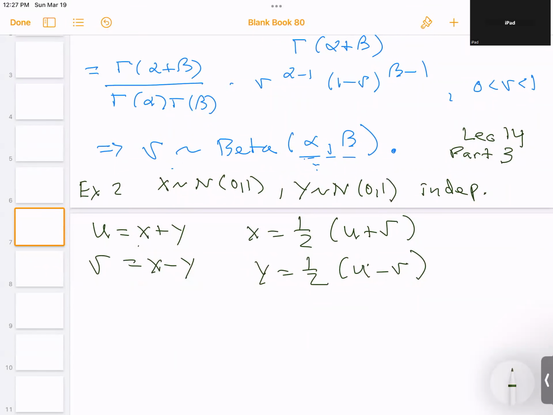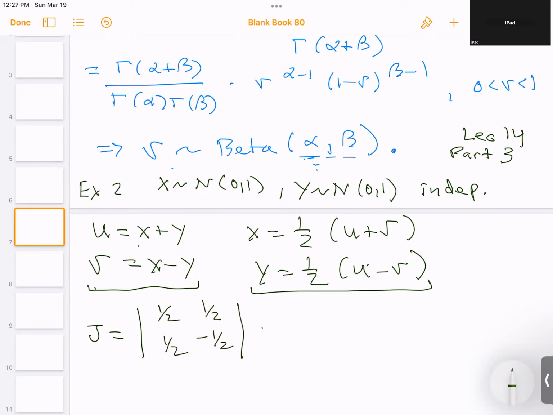So we need, yeah, I did this ahead of time. U is the sum, V is the difference here, and I found the functions that bring me back to X and Y. And now we need J. J is equal to the determinant of my X function, H1, with respect to U, that's a half. With respect to V, that's a half. Y with respect to U, that's a half. With respect to V, it's negative a half. And so I get negative a quarter minus a quarter, so that's negative a half.